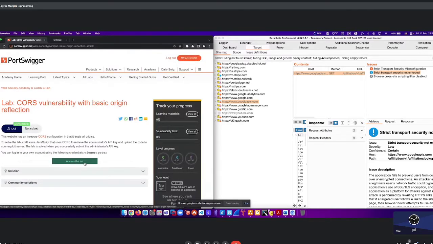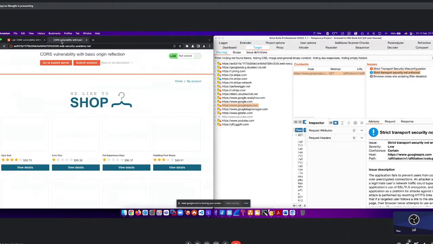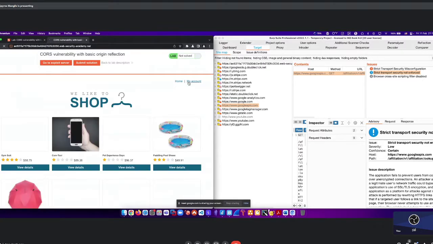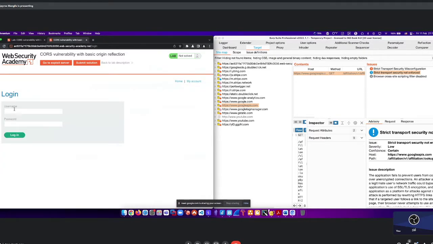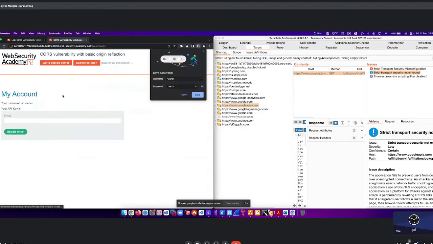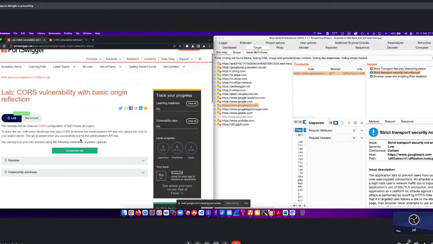Let me open this one and let me just log in. And I am locked in. No, I'm not. Okay, now I'm locked in. Perfect. We made it. So, okay, the website has an insecure configuration in that it trusts all origins.